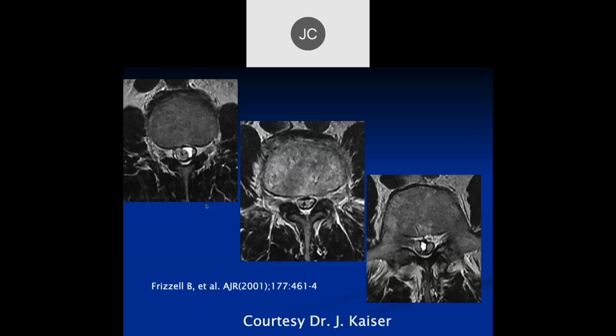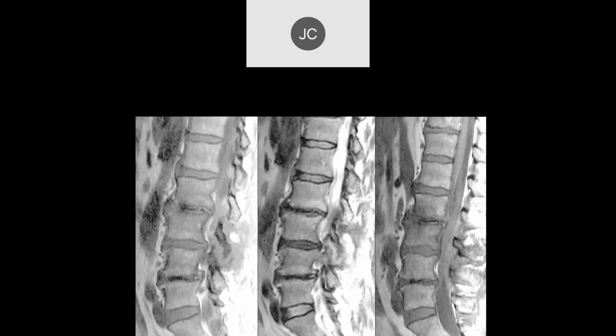Here are the axial images. Are those clumped nerve roots as well? Yeah, so we've got a bunch of clumped nerve roots here as well. And this was actually ossified if you did a CT scan. So this is arachnoiditis or arachnoid adhesions. It's chronic for many years, and you can get ossification in that area.